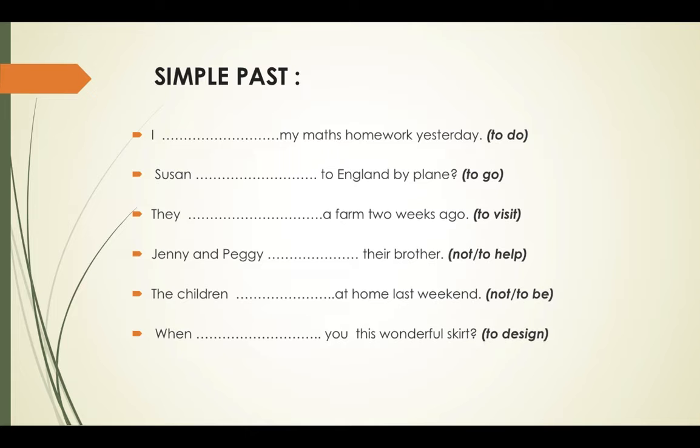Then we are going to do this exercise. For example, the first one, we have the verb to do: my math homework yesterday. You can say, I did my math homework yesterday. Is it clear? We are going to do this exercise so as to recapitulate the rules of simple past.